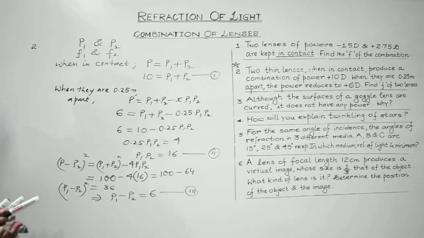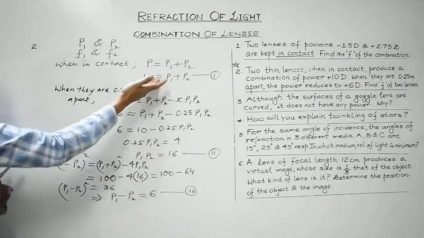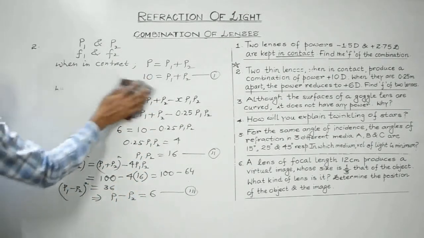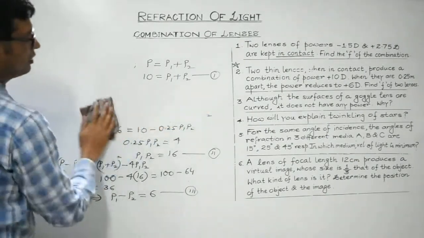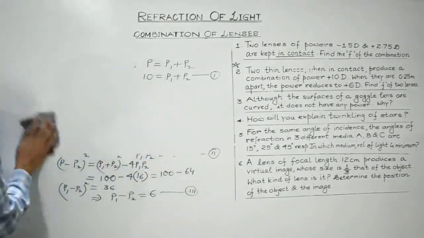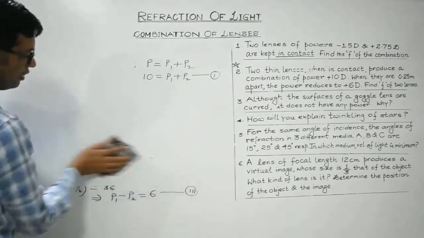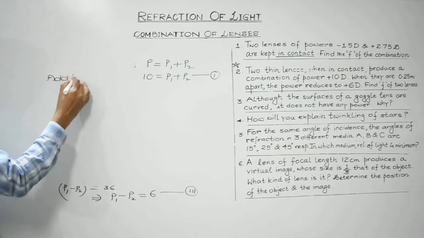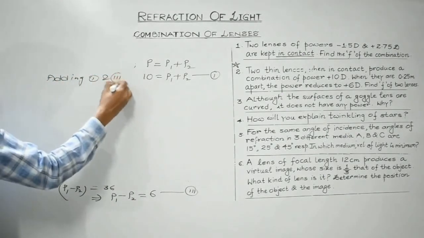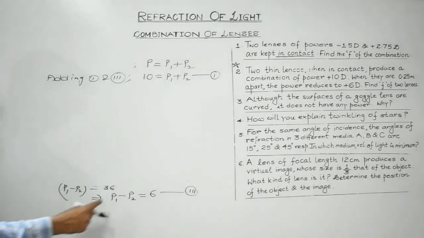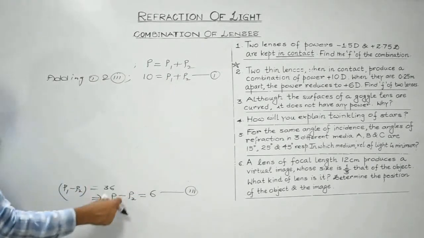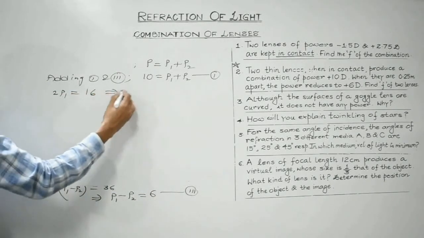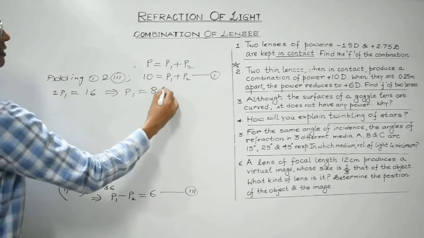Right? Now, it's very simple. Consider 1 and 3. It can be easily solved. Add 1 and 3 and you should get the result. So, simply on adding 1 and 3, we have P1 plus P2 and P1 minus P2. P2 minus P2 gets cancelled, we'll get 2 P1 equals 10 plus 6, that is 16. So, P1 is equal to 8 diopter.